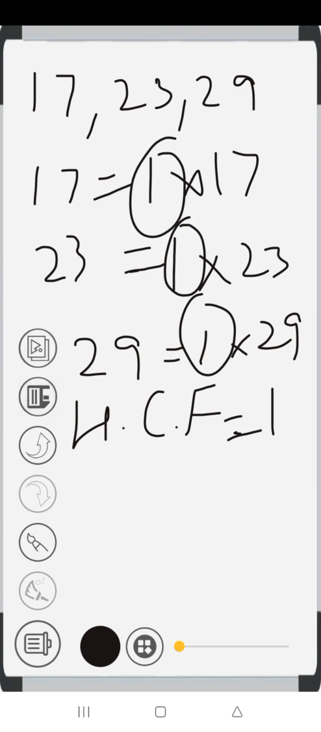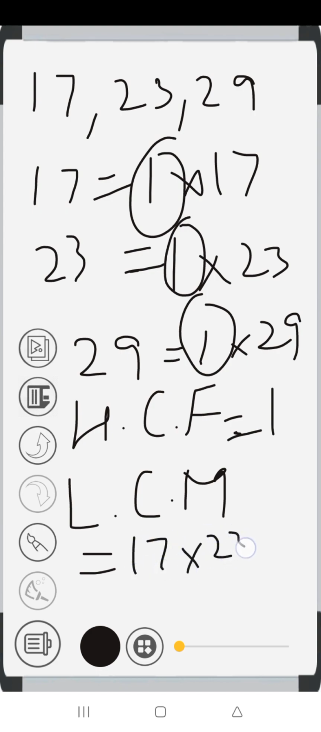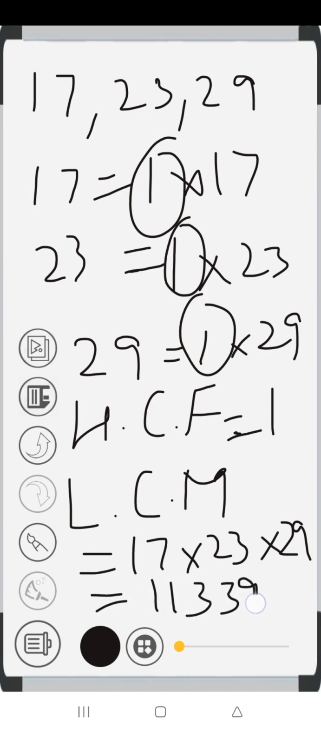So in case of LCM, it would be product of 17 into 23 into 29. Right? So when we multiply all these numbers, we get 11,339. This is the LCM. Moving on to the next question or the next part.